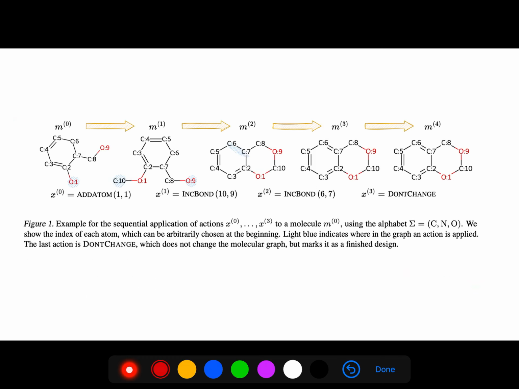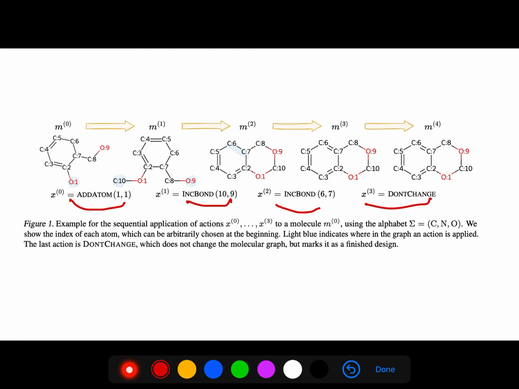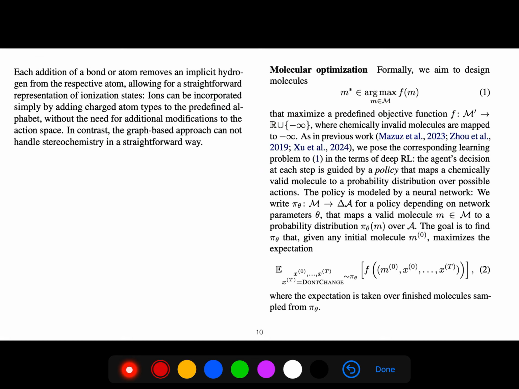So let's carry on with an example of sequential application of actions. For example, here we added an atom, then we increment the bond. The next action again increments the bond, but at the next action we don't change anything. And not changing means that we want to terminate the design of the molecule. So they did this.